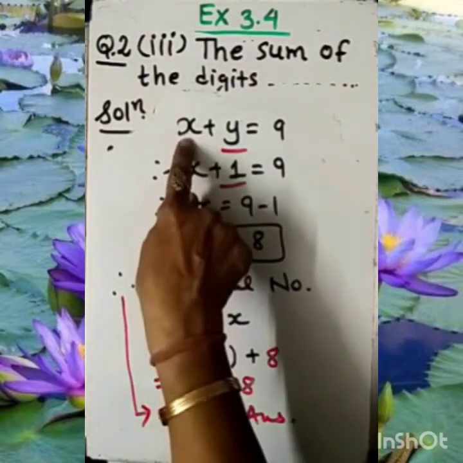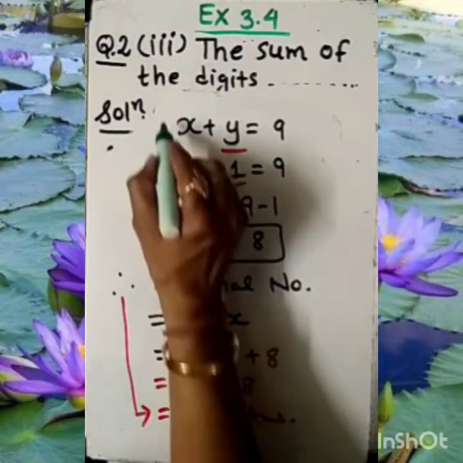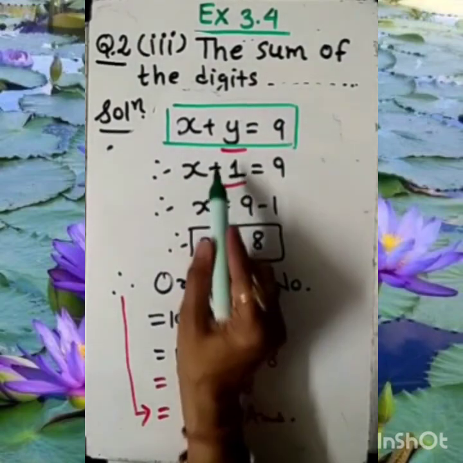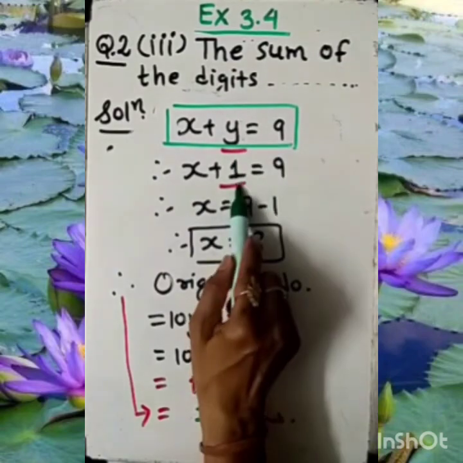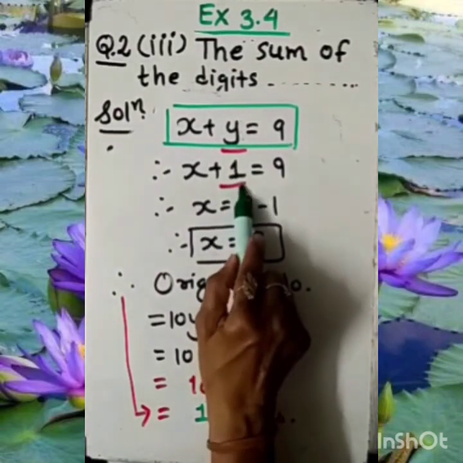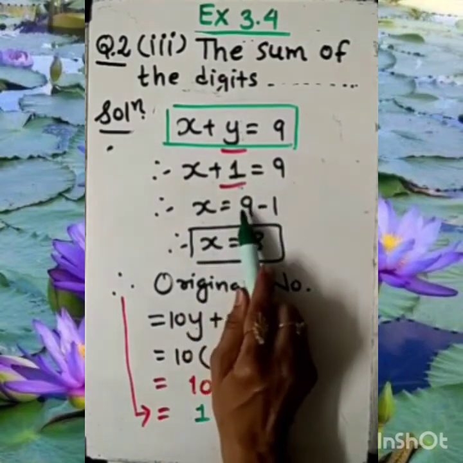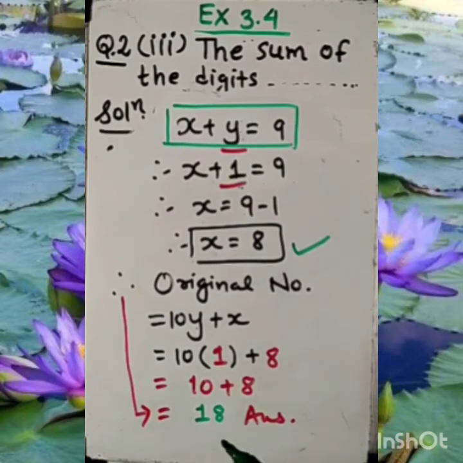Now we have this equation, x plus y equal to 9. This equation is with us. What we are going to do? In place of y, we put the value we got, 1. So let's put the value 1 here. Now x plus 1 equal to 9. So x equal to 9 minus 1. So x equal to 8. This value we got. Okay.